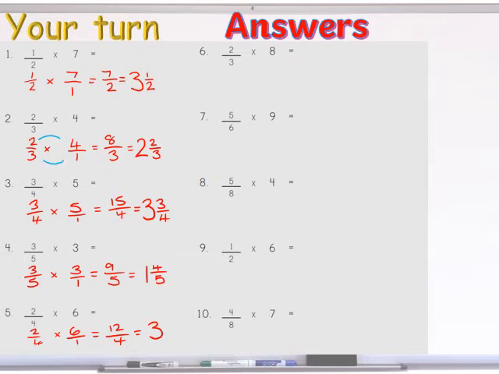Question 6. 2/3 multiplied by 8, but we need to turn 8 into a fraction. So remember, we're multiplying the top 2 and we're multiplying the bottom 2 together. So 2 8s are 16, 3 1s are 3. 3s are going into 16, well 4 3s are 12, 5 3s are 15, so it's got to be 5, and the difference between 15 and 16 is 1, so it could be 5 and 1/3.